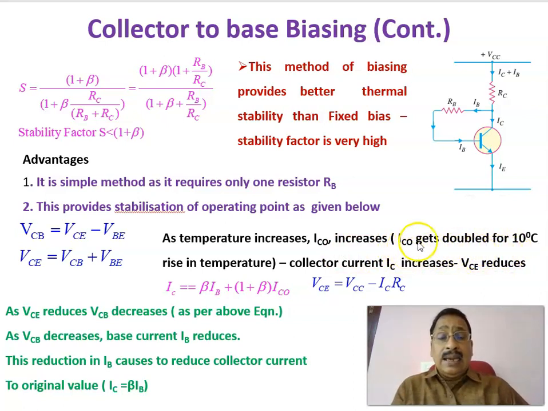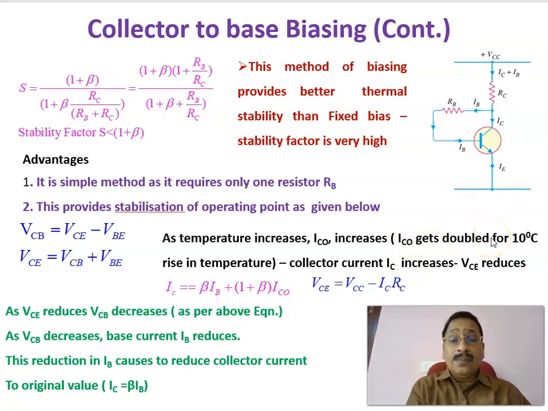Therefore, as ICO increases, IC increases. As the collector current increases, the drop across RC, which is given by IB plus IC into RC, but the IB value will be very small compared to IC, so approximately it is equal to IC into RC, increases. Therefore, as the collector current increases, the IC RC drop increases, and this voltage VCE gets reduced, because VCE is given by VCC minus the drop across this. Therefore, as this drop increases, VCE gets reduced.